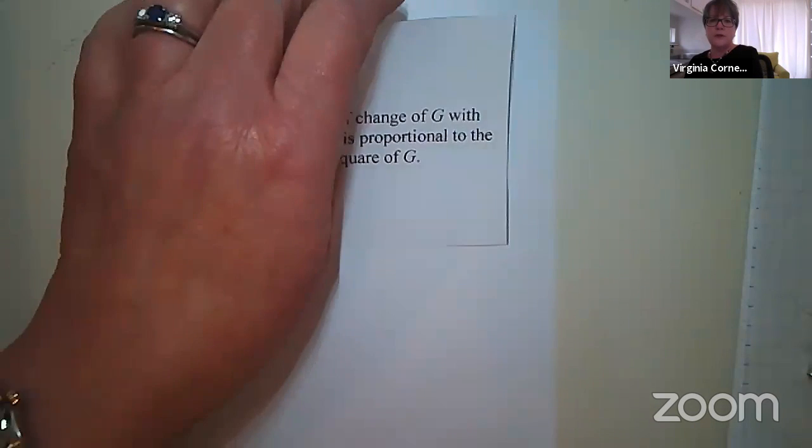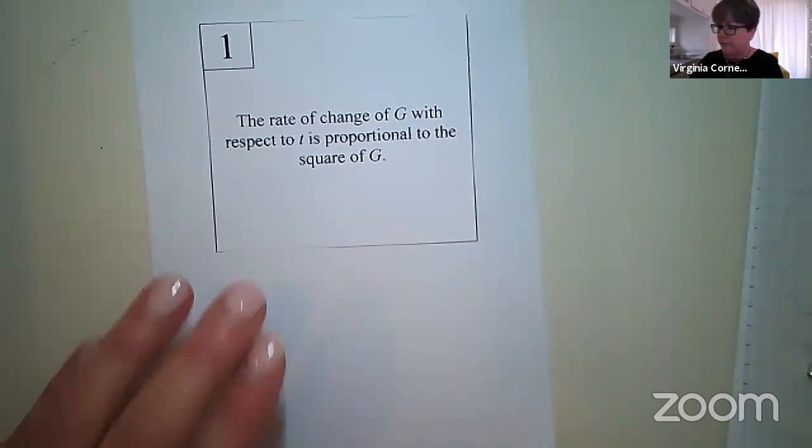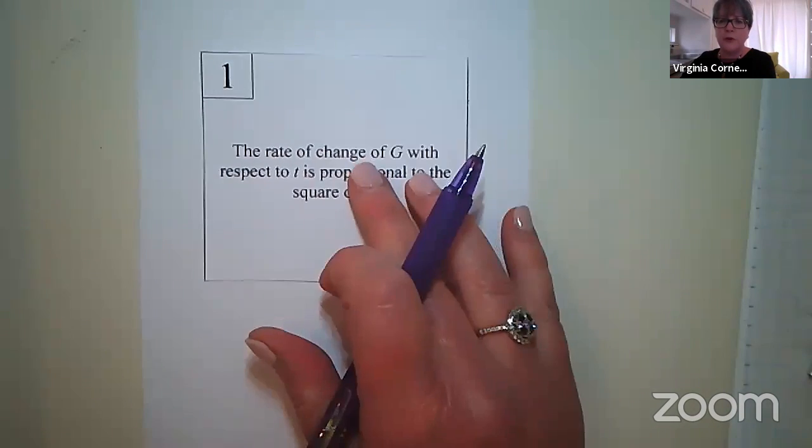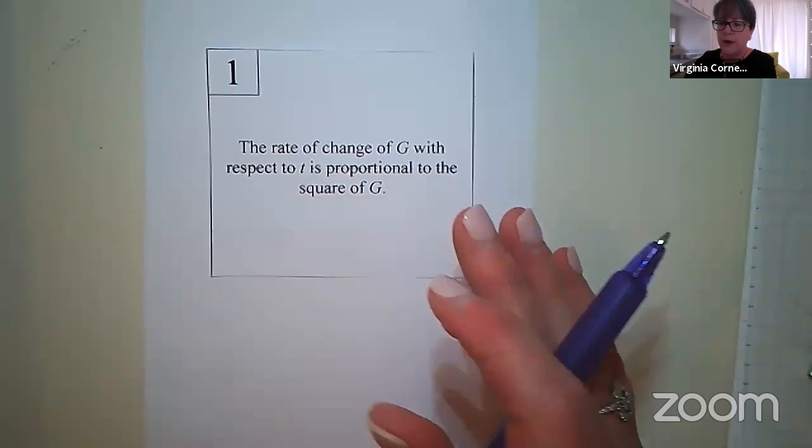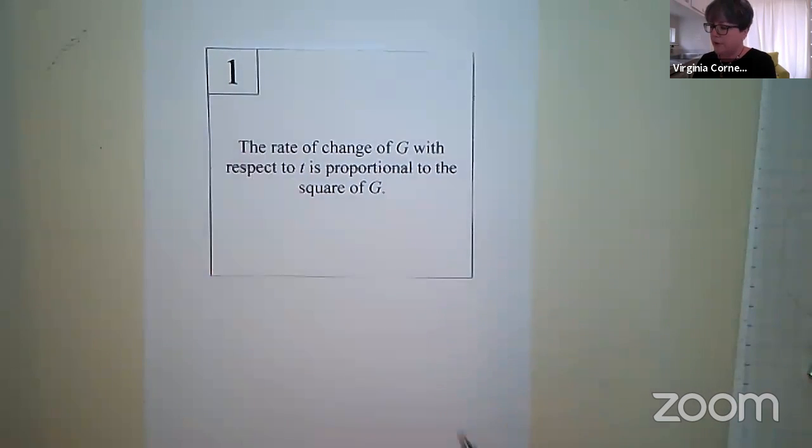So all of these are going to be available in that Dropbox. There's no need to scramble and try and write them all down now, but you can make a note of the number and then go back and write them for yourself.